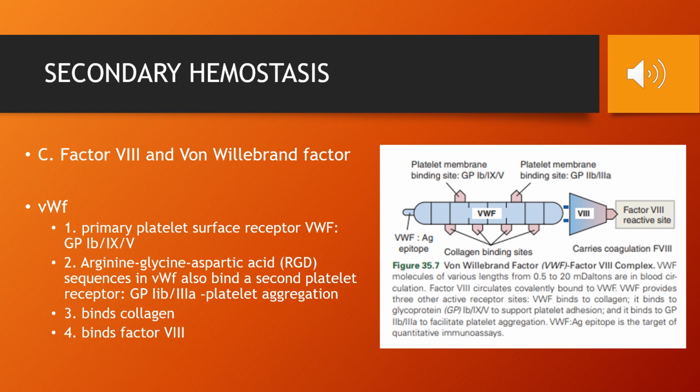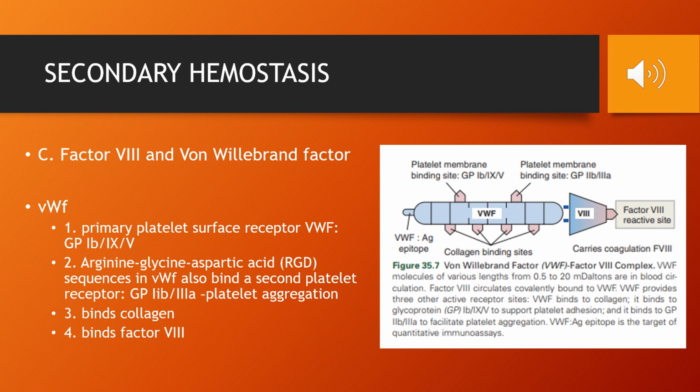So von Willebrand factor has receptor sites for both platelets and collagen. So it helps to bind platelets to exposed subendothelial collagen during platelet adhesion. So especially in arteries and arterioles where the flow of blood is faster. So the primary platelet surface receptor for von Willebrand factor is the glycoprotein 1B-9.